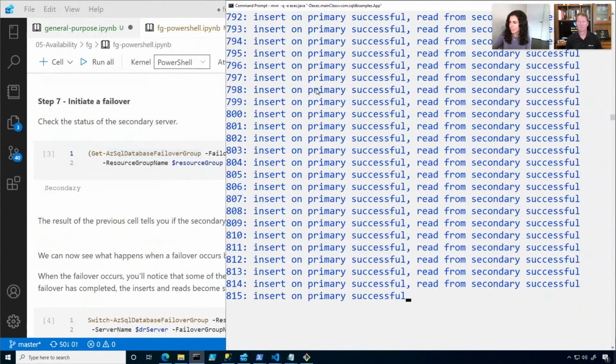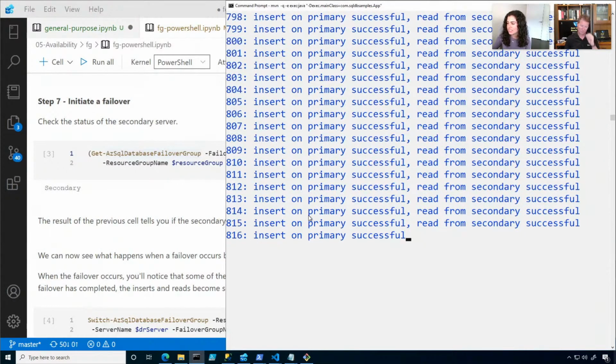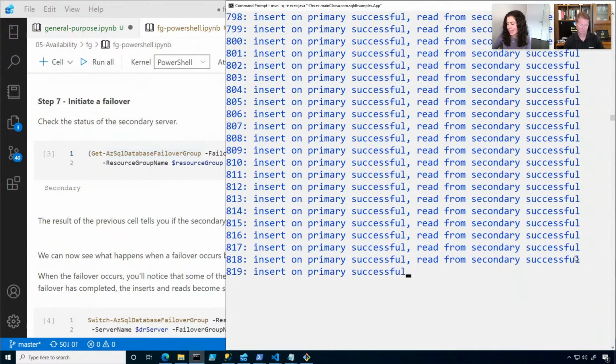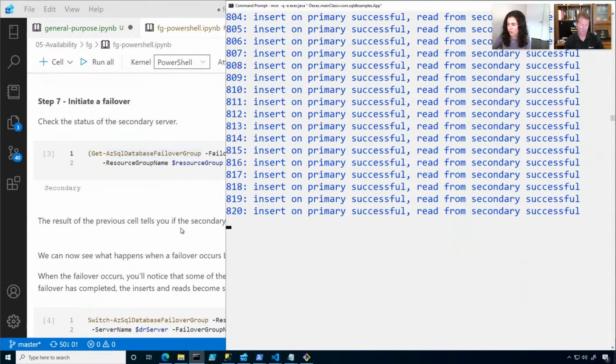But what we also have over here is a very simple Java application. What it's doing is connecting to the read-write listener, and then trying to insert a row there. Then it's connecting to the read-only listener and trying to read that row that was just inserted, and just reporting back whether or not it was successful.